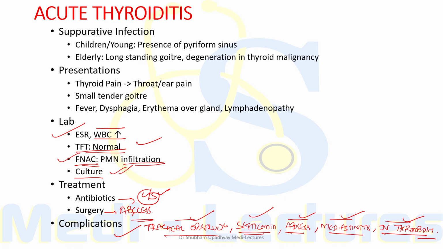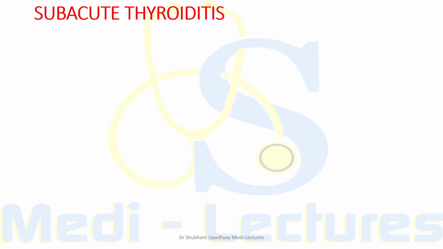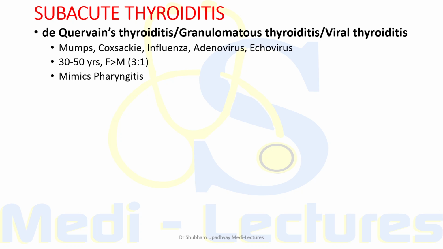Now coming on to subacute thyroiditis. In this entity, we'll mainly discuss two conditions in detail. First one is viral thyroiditis, which is also known as De Quervain thyroiditis or granulomatous thyroiditis. Secondly, we'll discuss silent thyroiditis. When nothing is specified, thyroiditis means viral subacute thyroiditis, which we are discussing right now. So the other names of this viral thyroiditis are De Quervain thyroiditis or granulomatous thyroiditis.